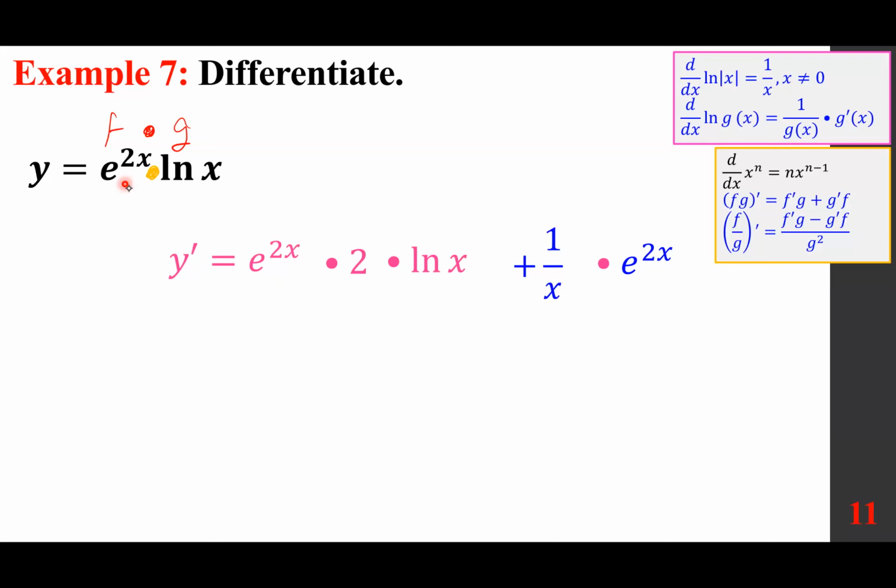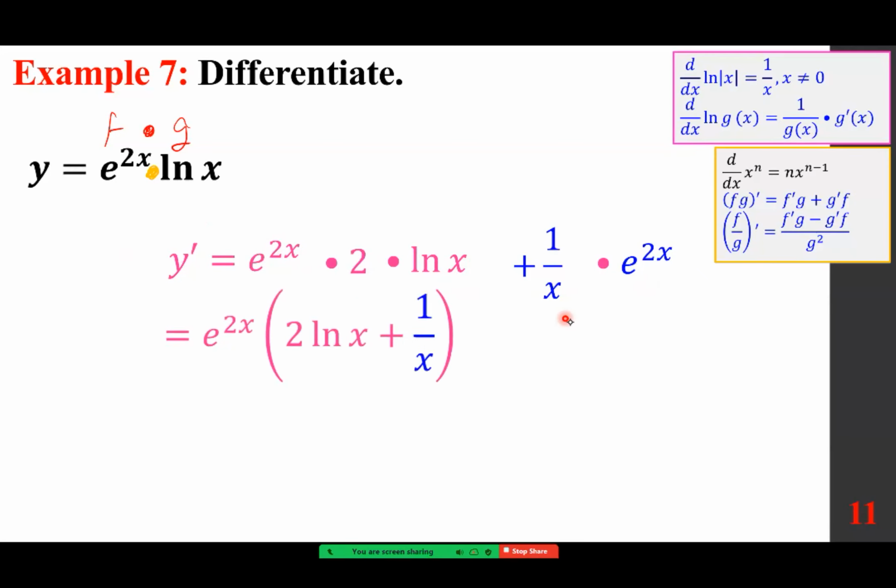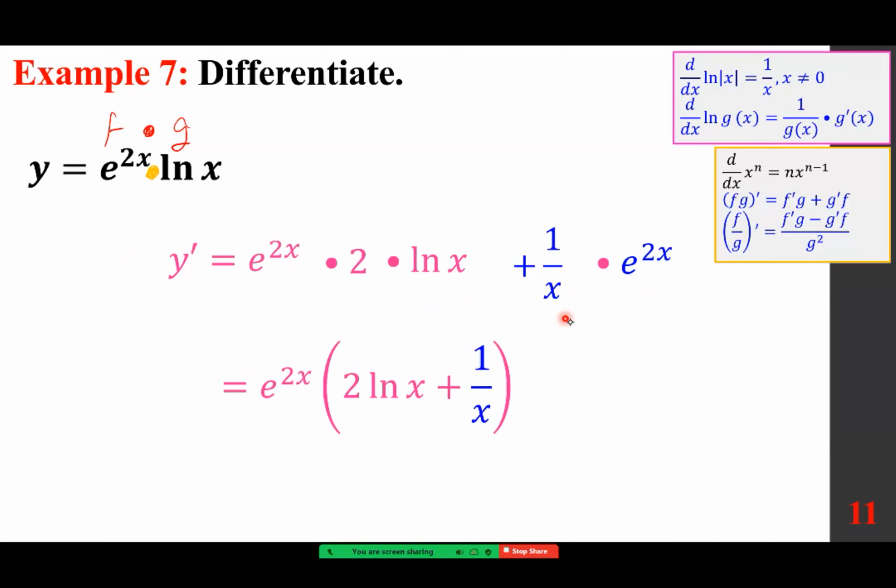We notice that these two statements have e to the power of 2x in common. If I take it out, this gives me 2 ln x. This gives me just 1 over x. And that's the final answer. So e to the power of 2x times 2 ln x plus 1 over x.